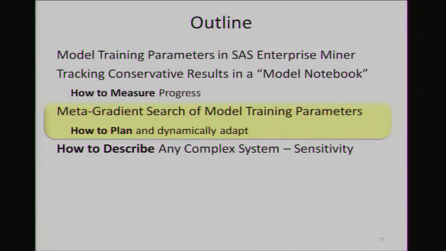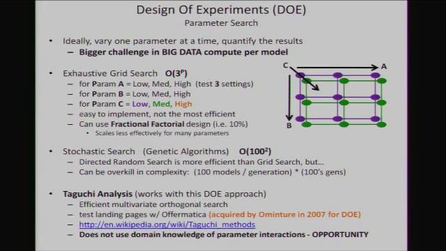Okay, so I've measured progress with the model notebook. Now I'm talking about how do I want to plan and dynamically adapt. So there's different design of experiments. There's literature you can read on that and books and quite a bit. So one way is vary one parameter at a time, but that doesn't really work out with so many choices that you have. And especially if you're working with large data sets, then the computation goes way up, even if the compute power is going up.